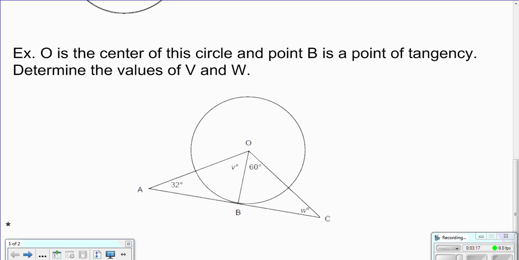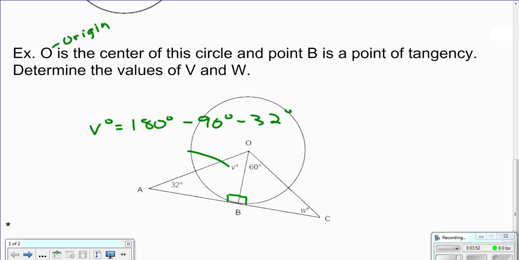Okay, next example. So O is the center of a circle, the origin. And point B is a point of tangency, so we know that it is 90 degrees. Determine the values of V and W. So remember, either of these could be 90 degrees. And we're going to find these two angles the exact same way we found the last angle. So V is going to be 180 degrees, take away 90, take away 32. And so for V, we get 58 degrees.